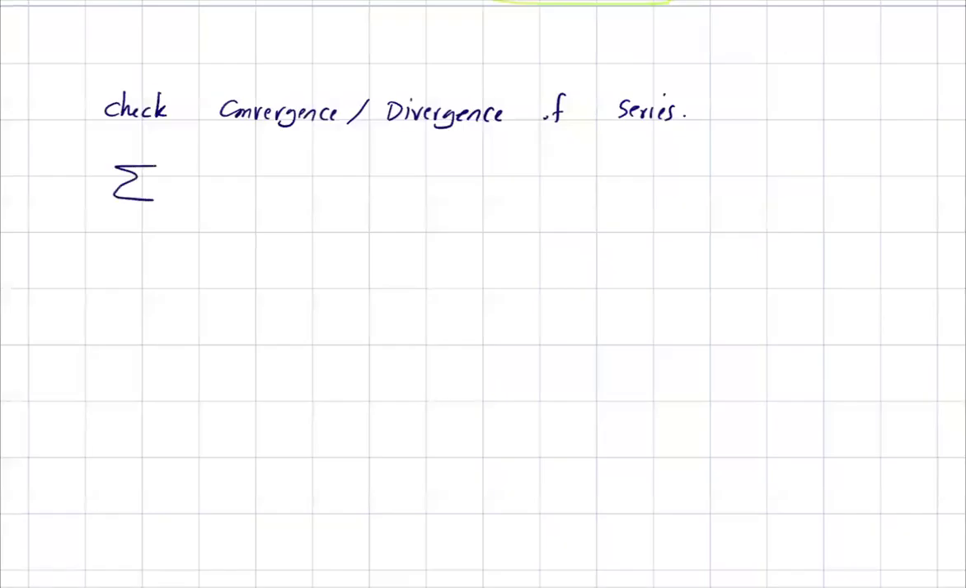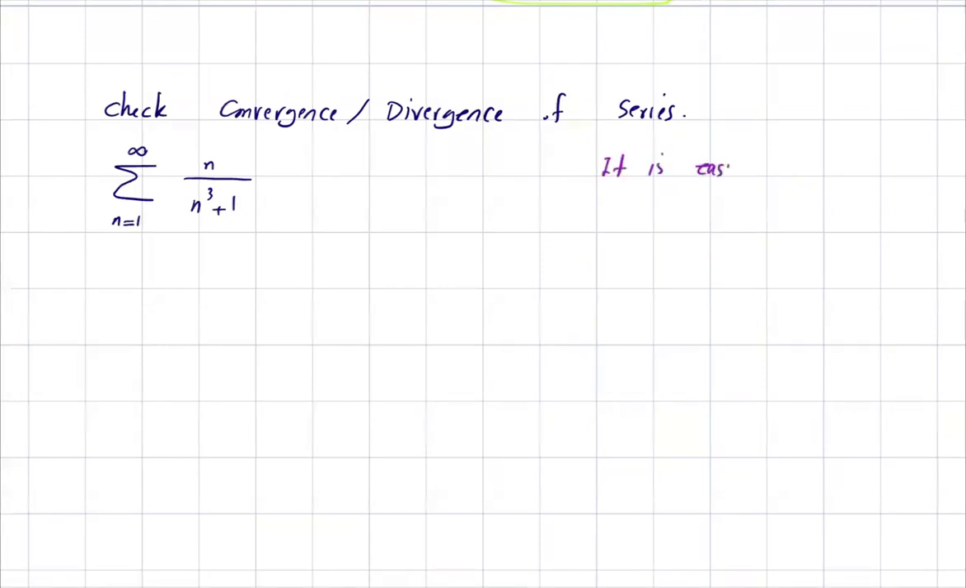You have the summation of n divided by n cubed plus 1, starting from 1 and going to infinity. For this series, it's easier for me to use the comparison test. You can also use limit comparison. Both of them are absolutely fine.